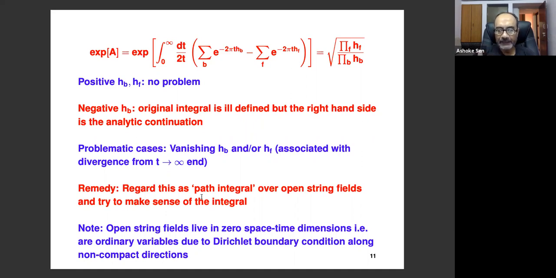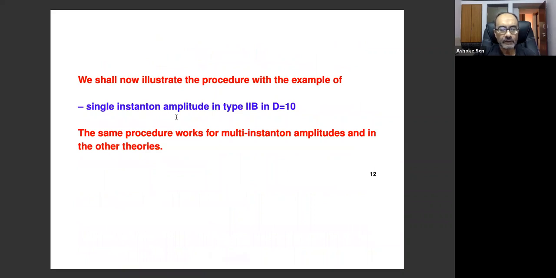So what we are calling path integral, okay, will be just ordinary integrals over ordinary variables. And we'll see this explicitly. But we'll keep referring to this as path integrals. So we are now going to illustrate this procedure with the example of single instanton amplitude in type 2B and D equal to 10. But exactly the same procedure works for multi-instanton amplitudes and also for other theories, okay, which I'll mention at the end. But the procedure I'm going to illustrate by this particular example.